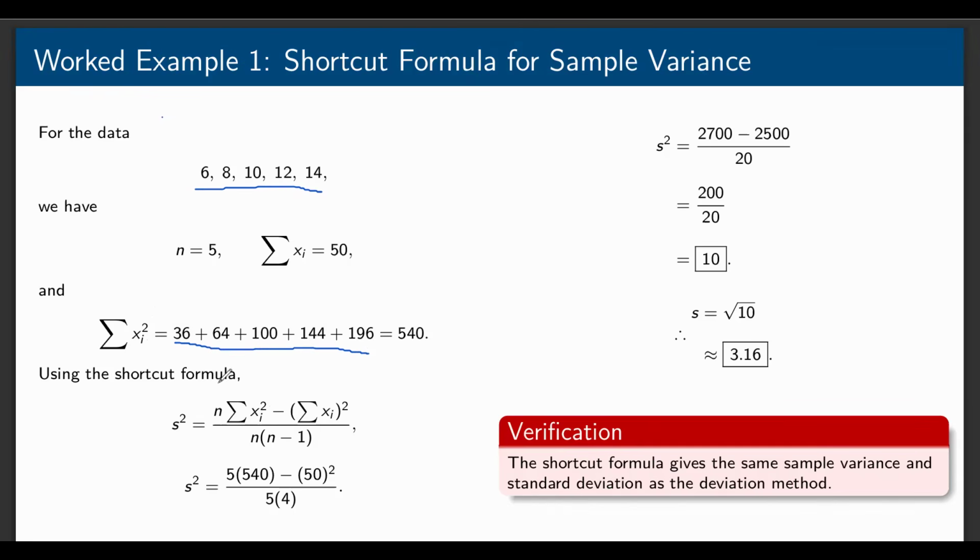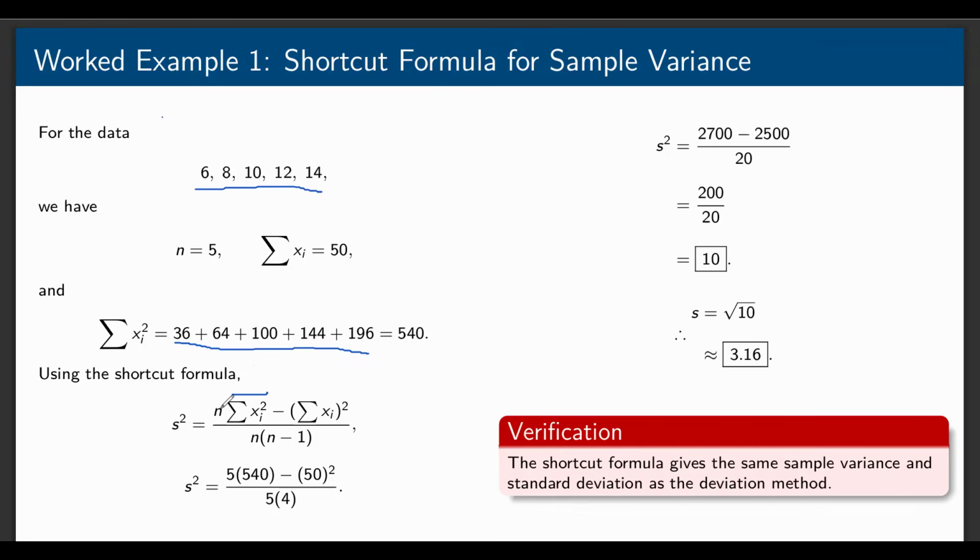So 6 squared is 36, 8 squared is 64, 10 squared is 100, 12 squared is 144, 14 squared is 196. You sum everything to get 540. Therefore, we've been able to find summation of x squared, which is here. Now, after that, we can just go into the formula.